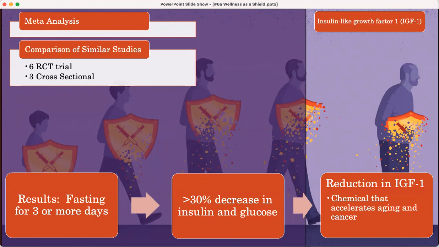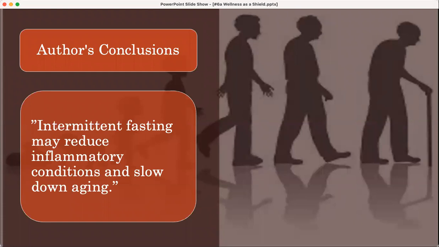And the results showed that fasting for 3 or more days had a greater than 30% decrease in blood insulin and glucose levels. It also found that there was a reduction in the insulin-like growth factor, IGF-1, and that's a chemical that accelerates aging and cancer. So the conclusion is that intermittent fasting may reduce the inflammatory conditions and also slow down aging.